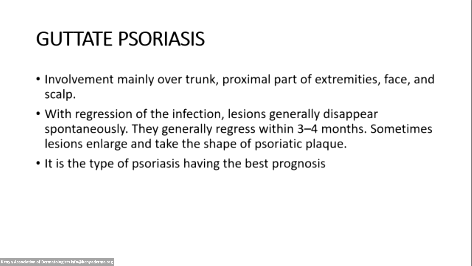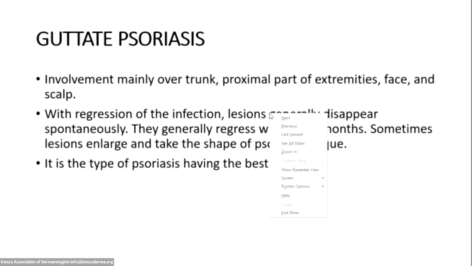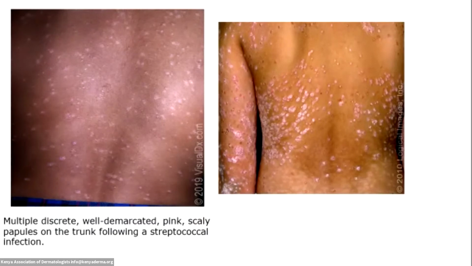And it's the type of psoriasis that tends to have the best prognosis. So those are images showing the guttate psoriasis. You can appreciate it looks like raindrops, as though someone has been rained on, hence the name guttate.